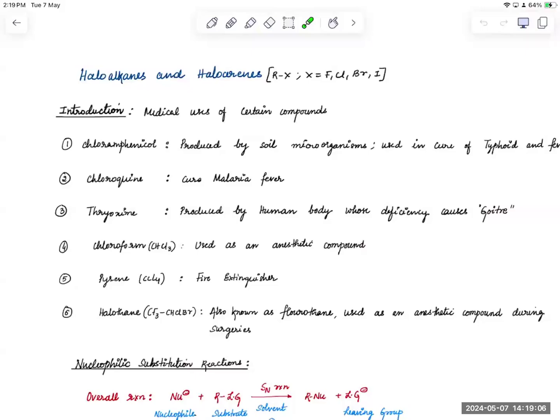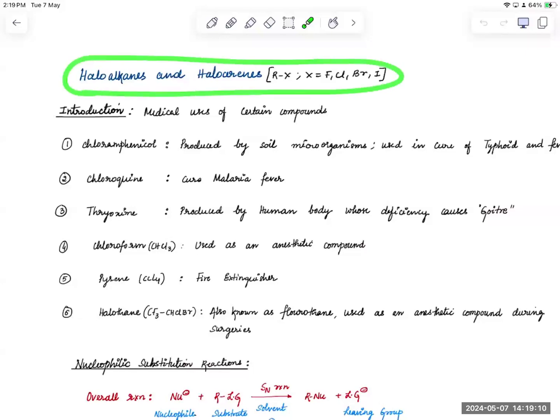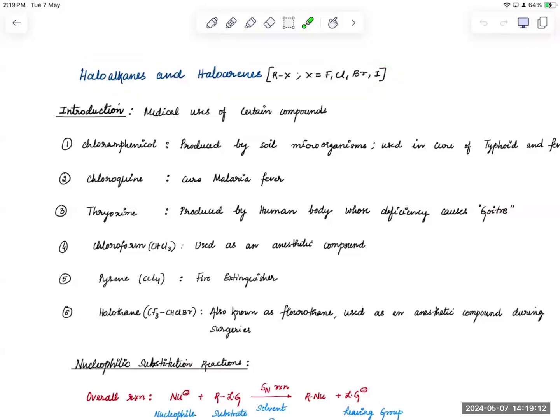So check this, everyone. The haloalkanes and haloarenes topic mainly involves two types of reactions. One is addition reactions, got it? The other one being substitution reactions. Addition is mainly for preparation reactions, preparation of alkyl halides. Substitution is where we do all the reactions of alkyl halides and aryl halides as well.